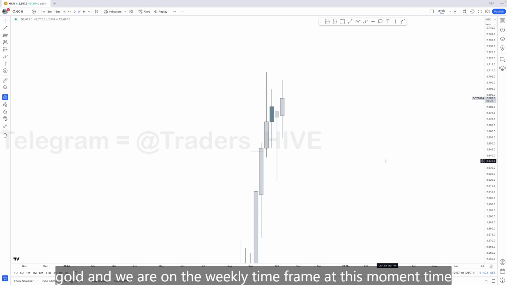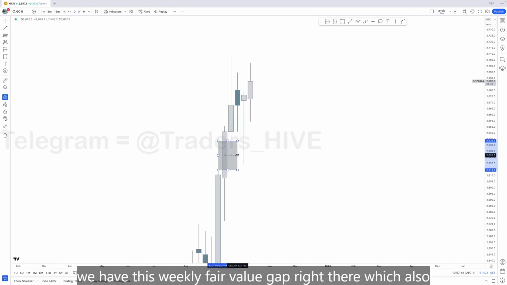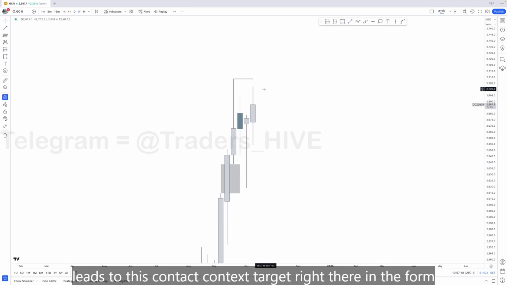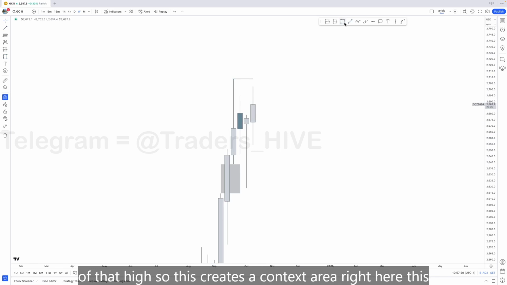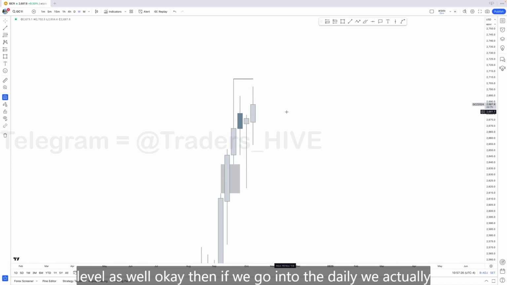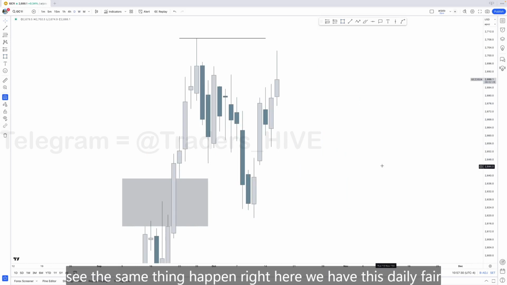So here we are on gold, and we're on the weekly time frame at this moment in time. We have this weekly fair value gap right there, which also leads to this context target right there in the form of that high. So this creates a context area right here. This is perfect. High time frame level towards that next higher time frame level as well. Okay, then if we go into the daily, we actually see the same thing happen right here.